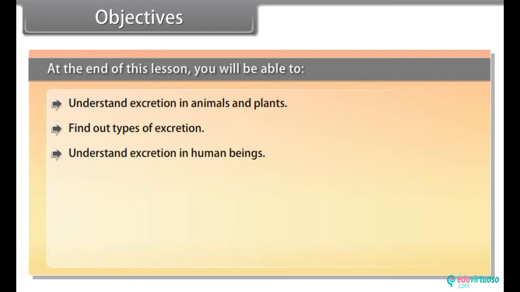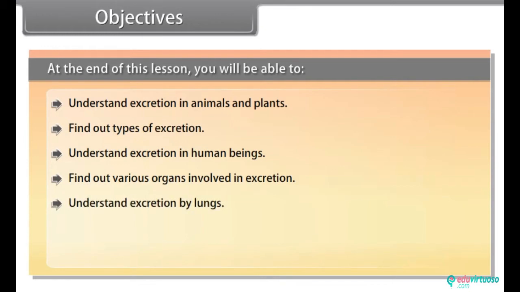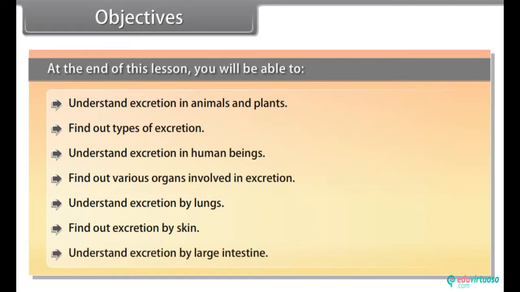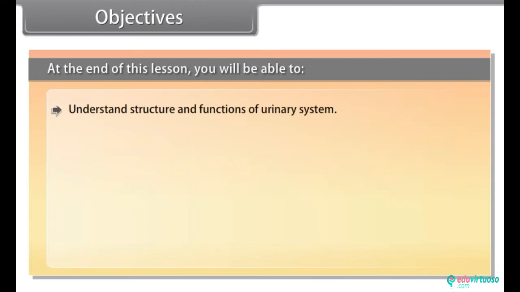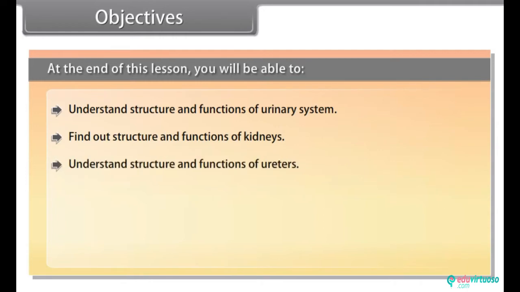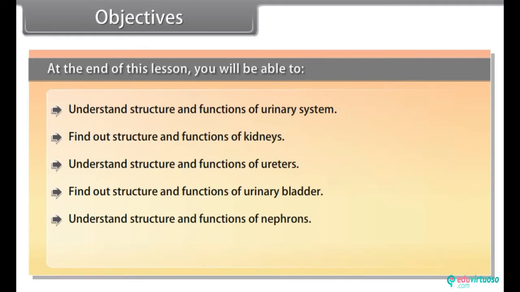Objectives. At the end of this lesson, you'll be able to understand excretion in animals and plants, find out types of excretion, understand excretion in human beings, find out various organs involved in excretion, understand excretion by lungs, find out excretion by skin, understand excretion by large intestine, understand structure and functions of urinary system, find out structure and functions of kidneys, understand structure and functions of ureters, find out structure and functions of urinary bladder, understand structure and functions of nephrons, study about artificial kidney or hemodialysis.